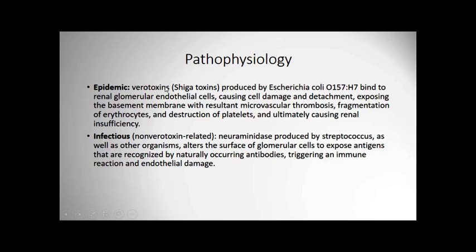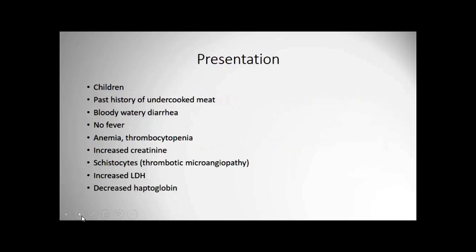And there is one that is not related to this toxin. It's called infectious. And this is produced mostly by Streptococcus and other bacteria that also damage the glomerulus, exposing antigens, triggering an immune reaction and endothelial damage. The one that is more important for us is the first, the epidemic one.